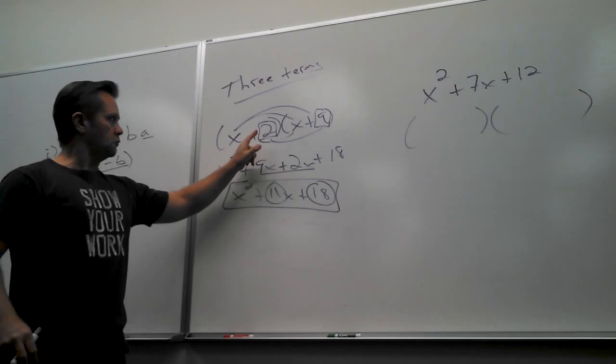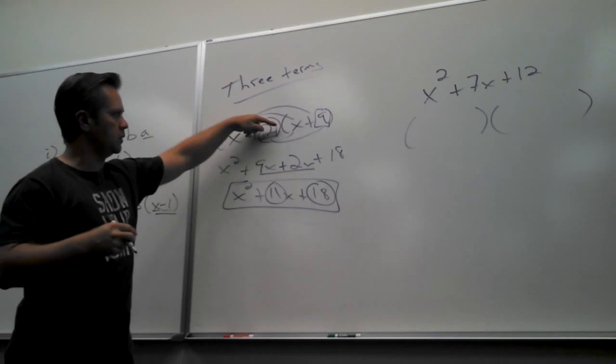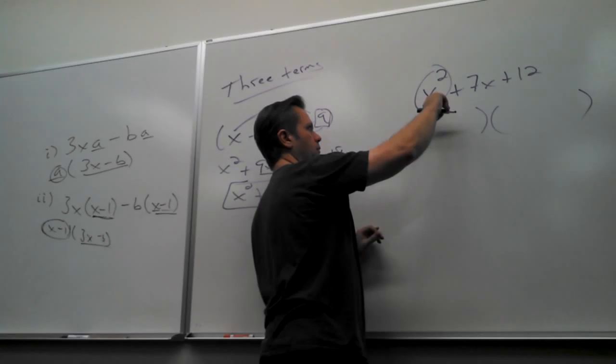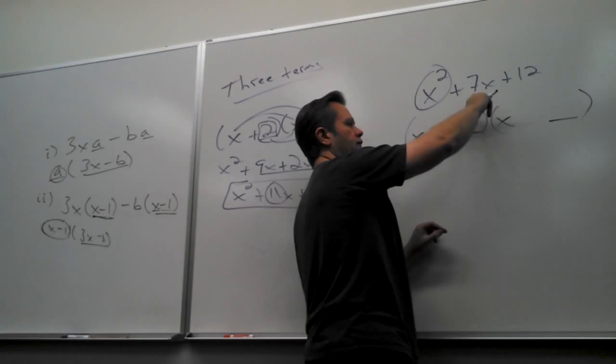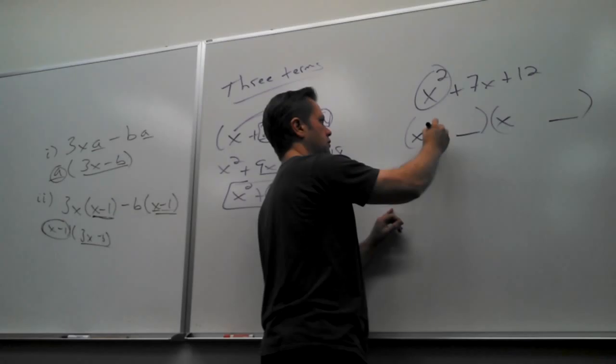So if I got this as the answer, somebody multiplied two things out and they got that as the answer. I know what goes in the front, what makes x squared? X. So that's known. The only unknown is what goes there and there. So now I just got to think what makes 12 when I multiply and what makes 7 when I add. 3 and 4. I like it. So I would put plus 3, plus 4, and I'm done.